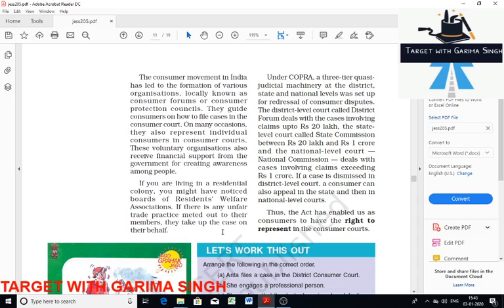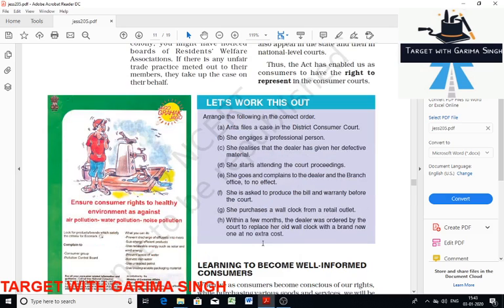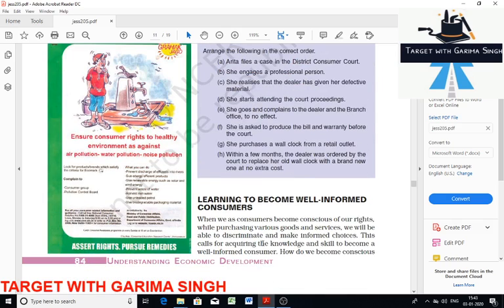So the consumer movement in India has led to the formation of various organizations locally known as Consumer Forum or Consumer Protection Council. They guide consumers on how to file cases in consumer court. On many occasions, they also represent individual consumers in the consumer courts. Then these voluntary organizations also receive financial support from the government for creating awareness among people. That is the right to represent.